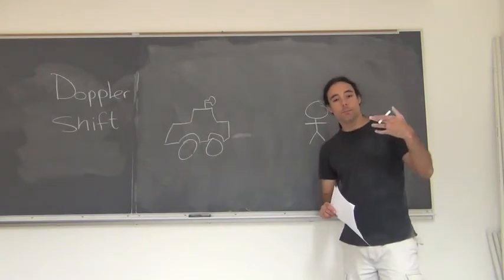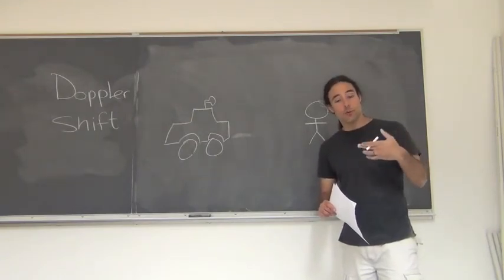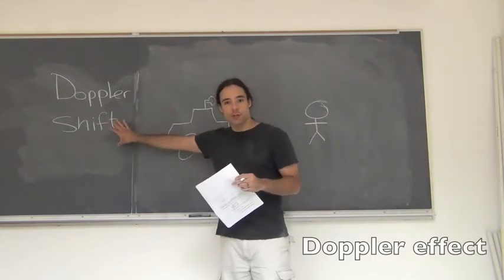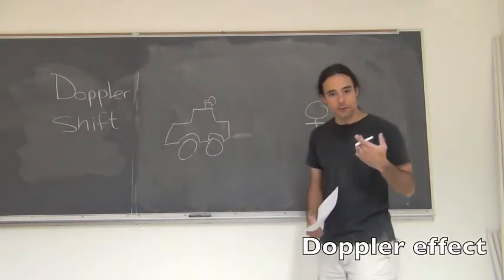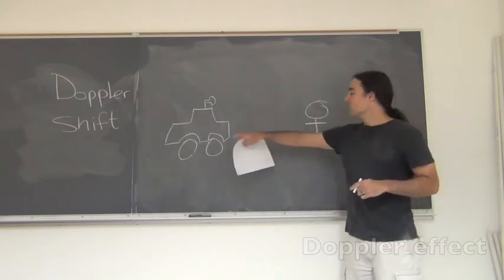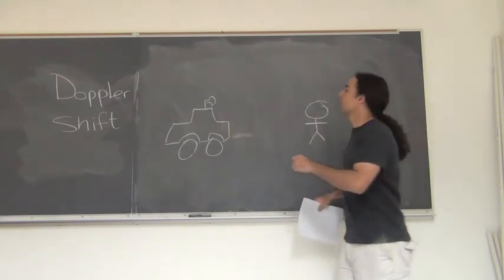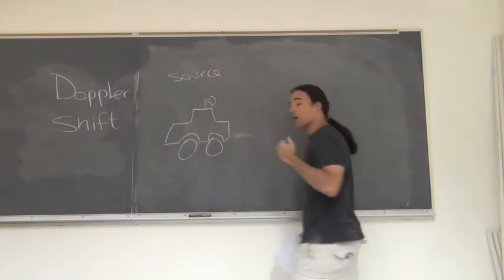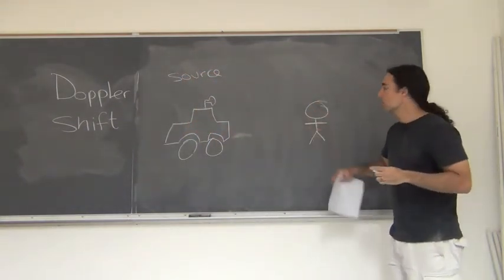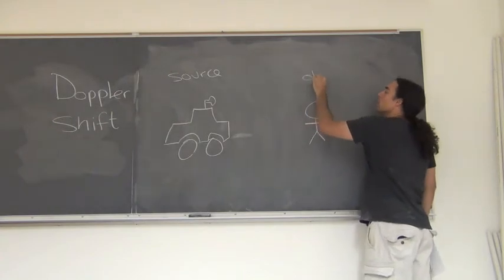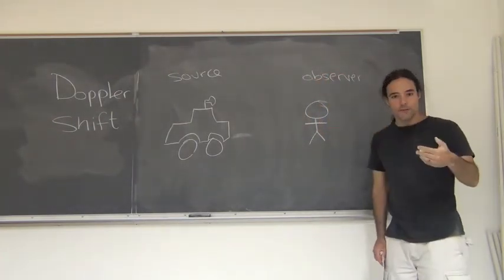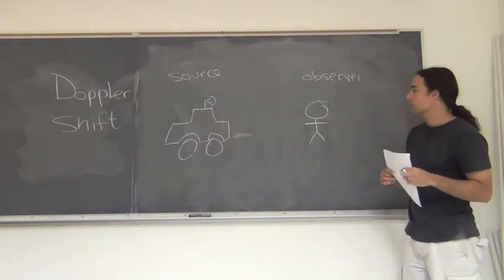Why does the sound's pitch change if its source is moving? That has to do with something called the Doppler shift, or equivalently the Doppler effect. So let's say I have a car that's emitting some sound. I'm going to call the sound my source. The car is my source. And over here, here's you. You are the observer. You observe that sound.